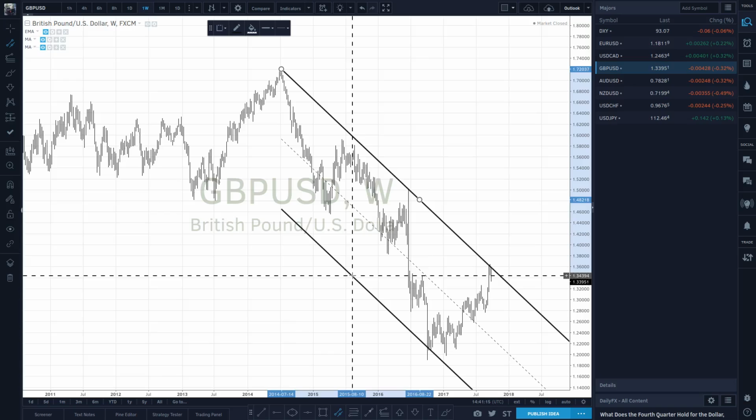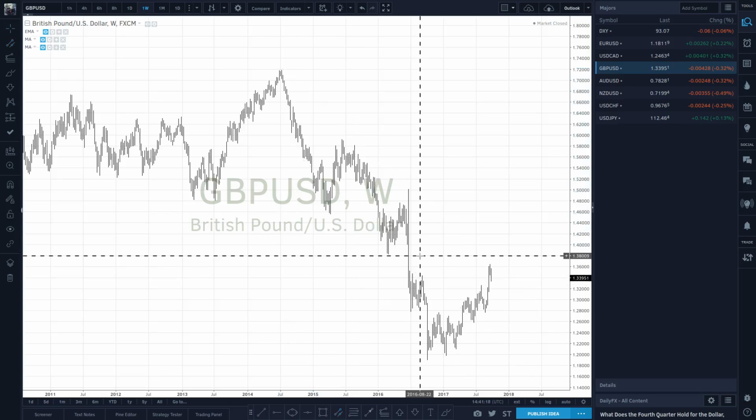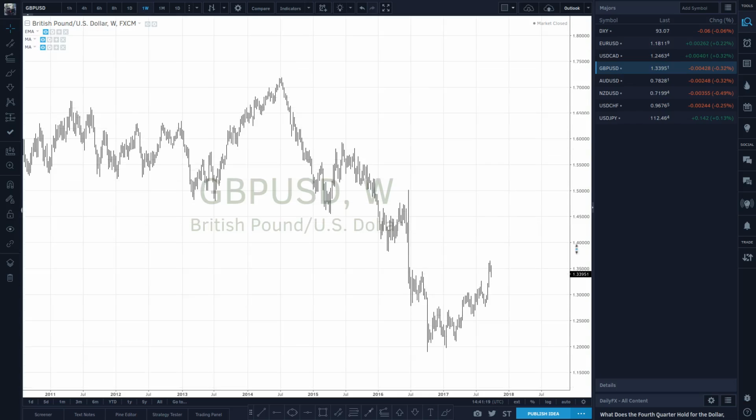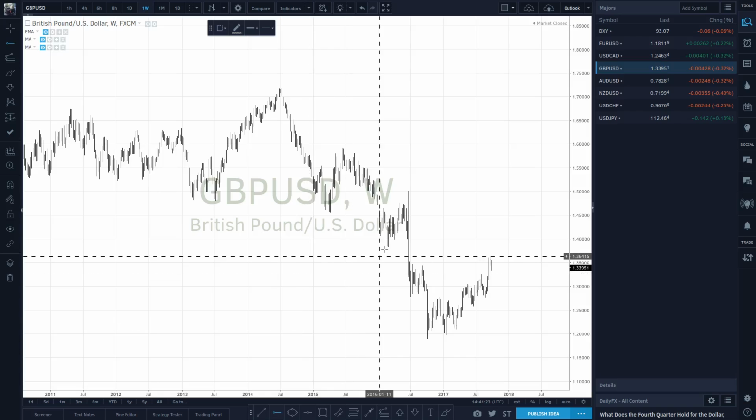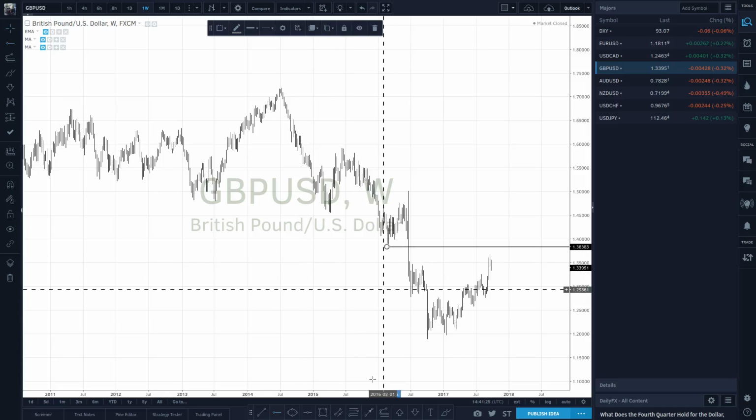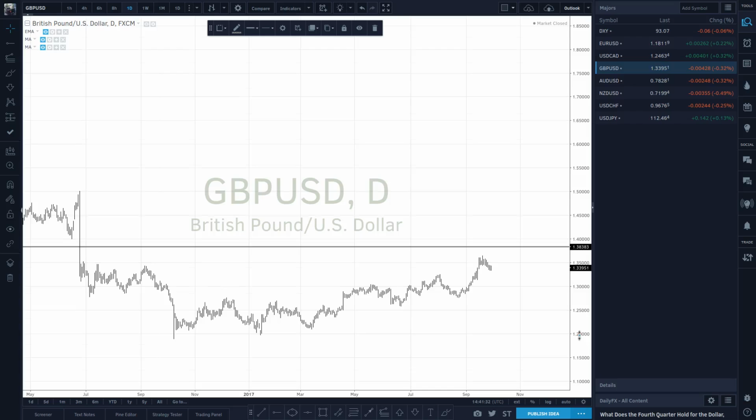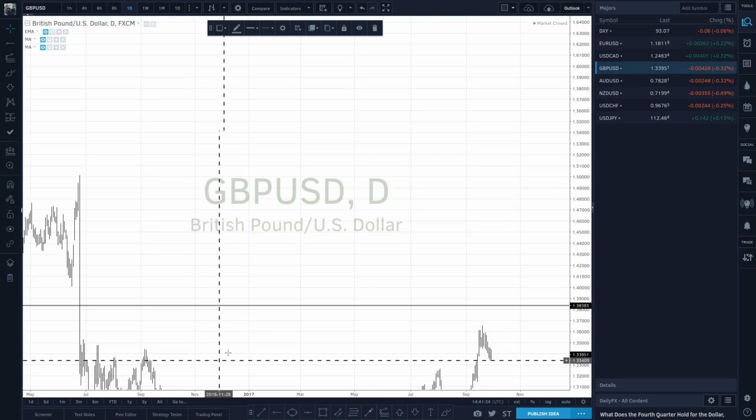Really doesn't line up that way. Want it nice and clean. All right, let's go ahead and get some major levels that we can look at here. Go down to the daily. See if we can get some clarity.